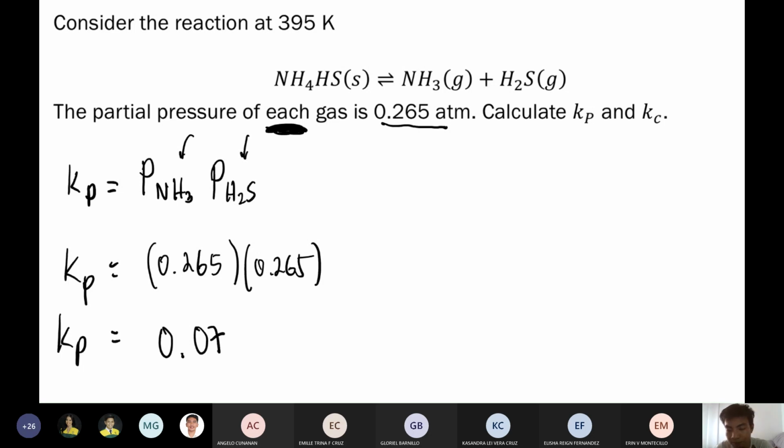How about Kc? Paano natin kukunin yung Kc? Use the formula. Okay, so ano yung formula natin? Kp equals Kc RT delta N gas. We are solving for Kc. That means we have to cross multiply this entire term. So, i-cross multiply natin yan sa kabila. So, mapupunta yan sa denominator.